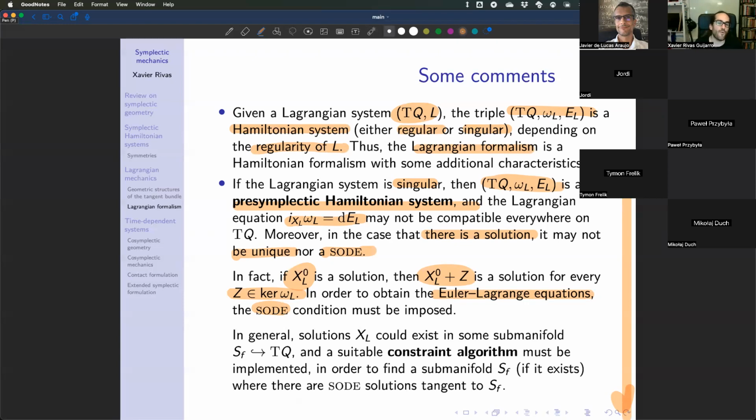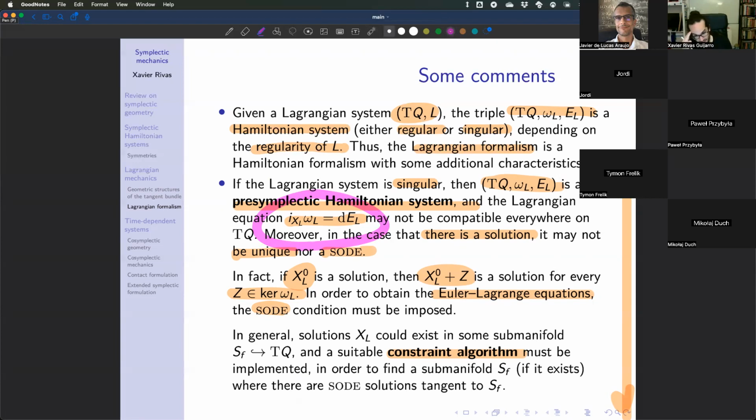So if we do not have solutions everywhere, what can we do? Okay, so we can implement what is known as a constraint algorithm. And how does this work? The idea is the following. First of all, you have to restrict yourself to a submanifold, if it is a submanifold, where you have solutions to your equation, to the Lagrangian equation, this equation here.